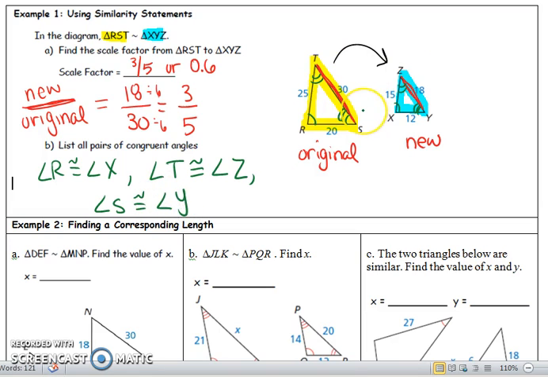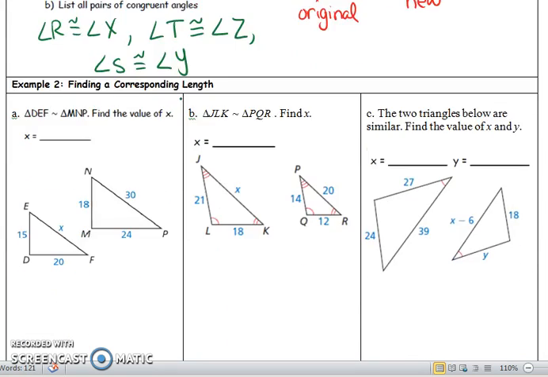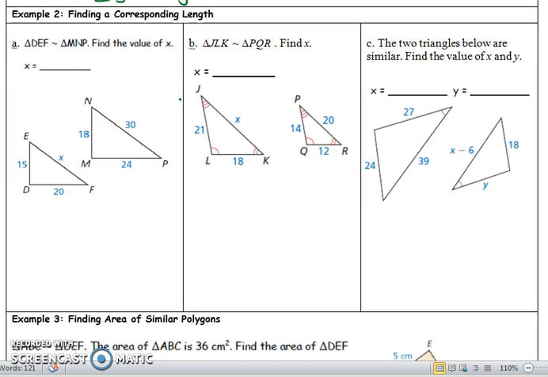Those are all corresponding angles, and corresponding angles are congruent whenever you have similar triangles. So there's example 1. Let's move on to example 2. I will do letter A with you, and then I want you to hit pause on this video, and I want you to do letters B and C on your own. So let's do letter A together right now.